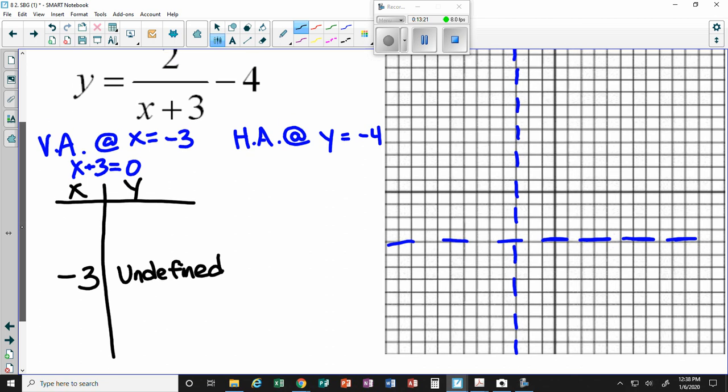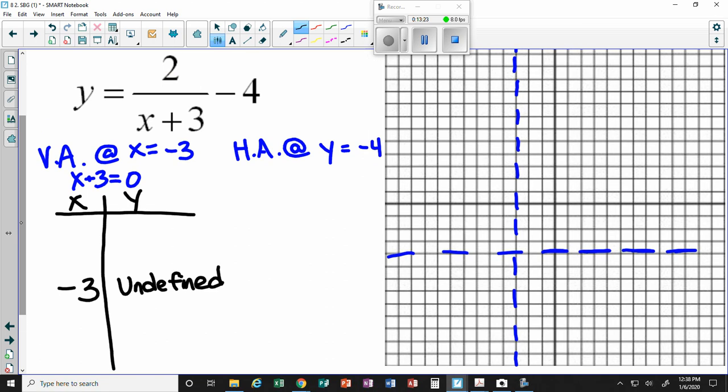Good. Why? What about that function makes -3 a no-no? Look at the original function. If x was -3, what would happen?